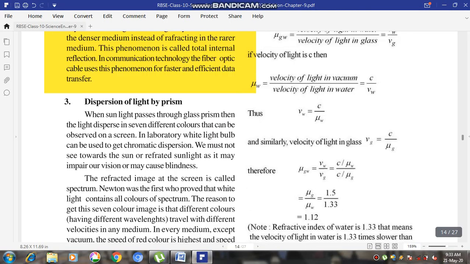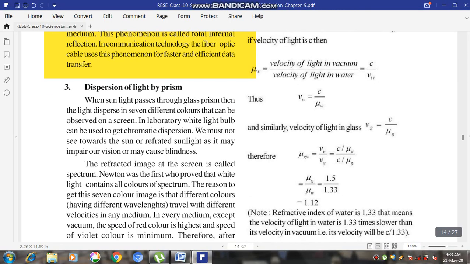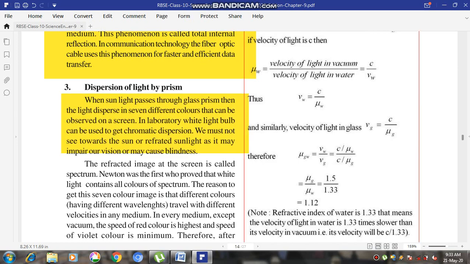What is the dispersion of light by a prism? Dr. C.V. Raman, in 1928, discovered a spectrum, the Raman spectrum, which is similar to the dispersion of light in a prism. When sunlight passes through a glass prism, the light disperses into 7 colors, and that can be observed on a screen.